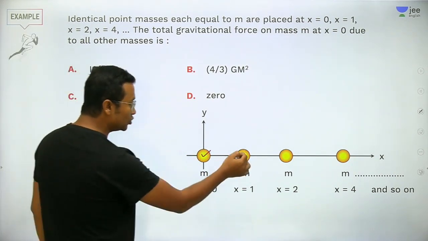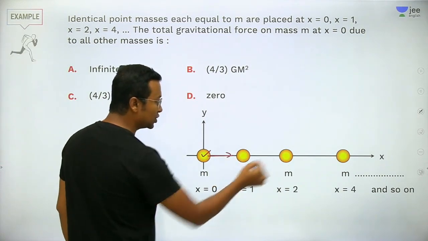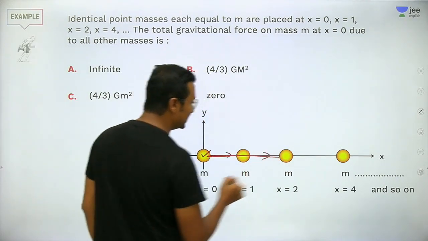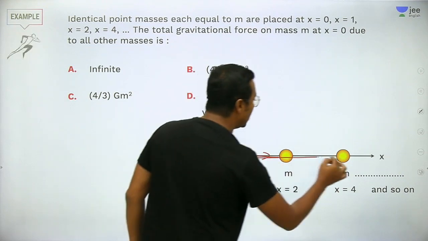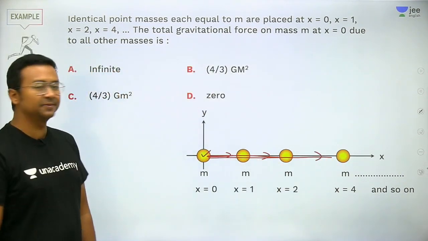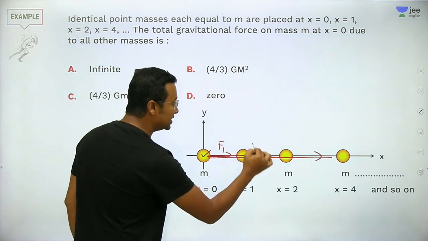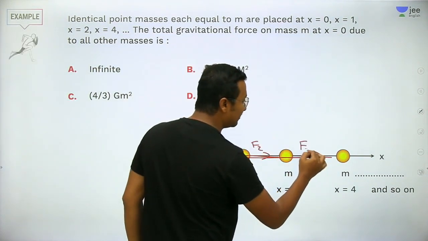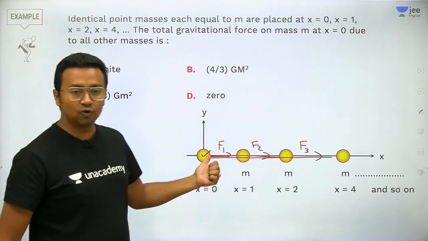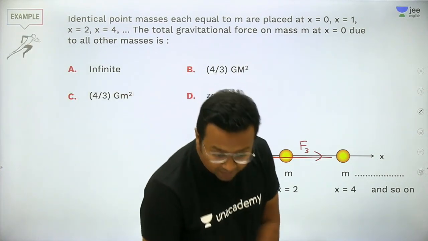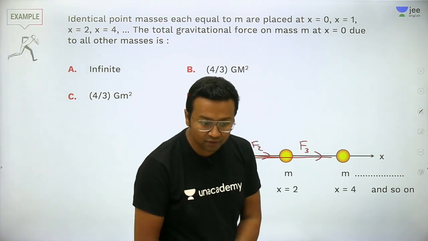Now the force due to this one will be in this direction. The force due to this one will also be in this direction. The force due to this one will also be in this particular direction. So what will be F1? Let me say that this force is F1, this force is F2, this force is F3. I need to find out the net force. Let me see if some of you have already got me the answer out here.